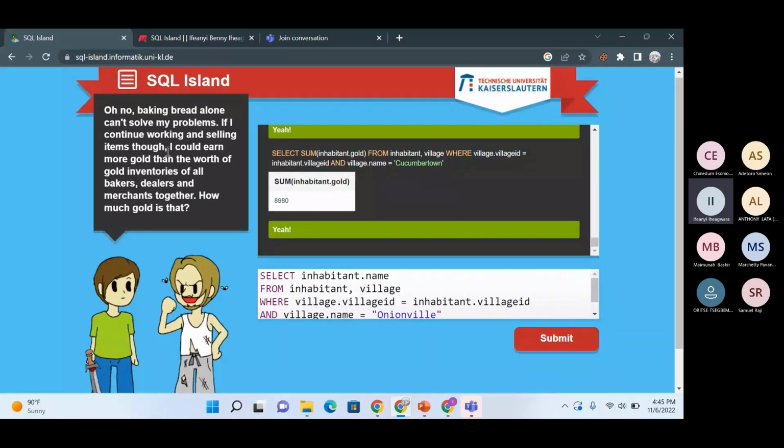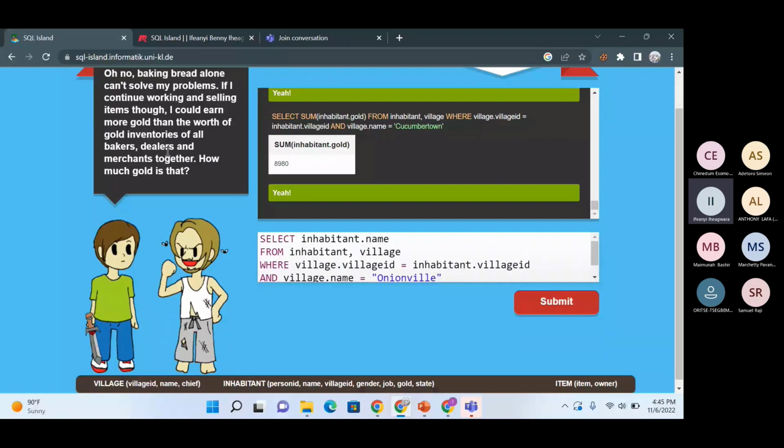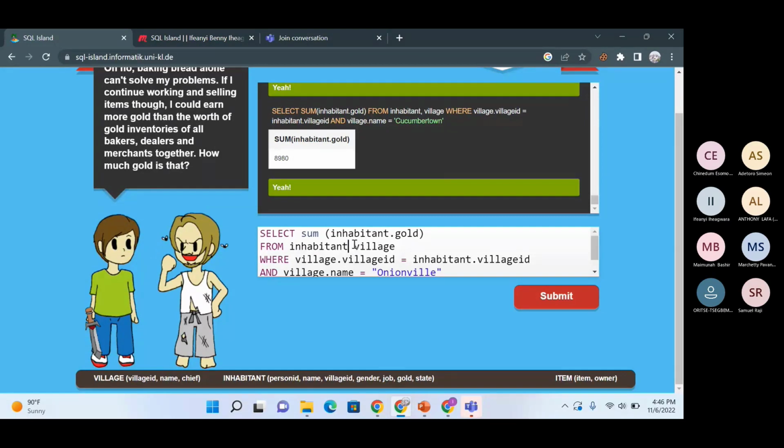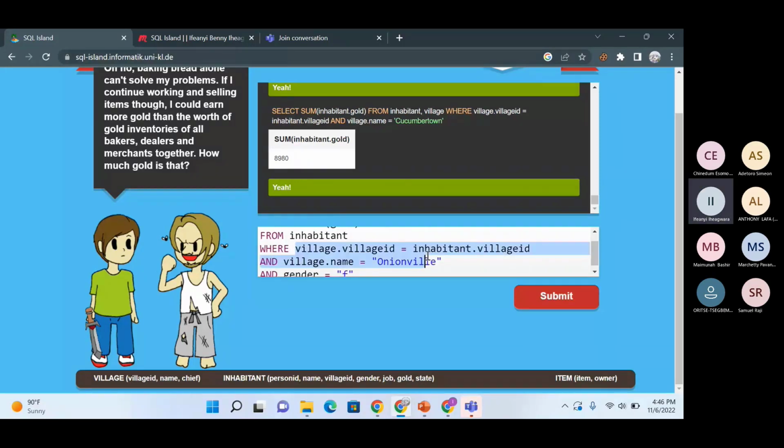That's what the gold is for, and how much gold is that? So I want to find out the number of gold of all the inhabitants that has gold. That's a baker. So let's sum the inhabitants' gold. But we don't need inhabitants of gold because we sum the goods from the inhabitants table where the job should be a baker.